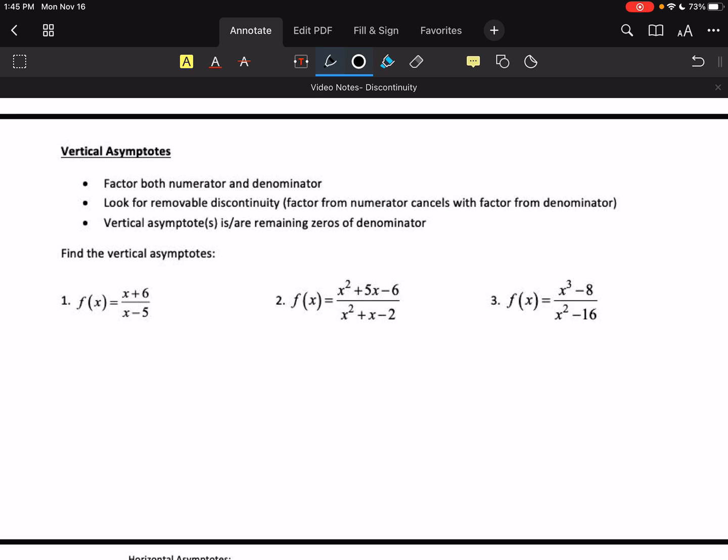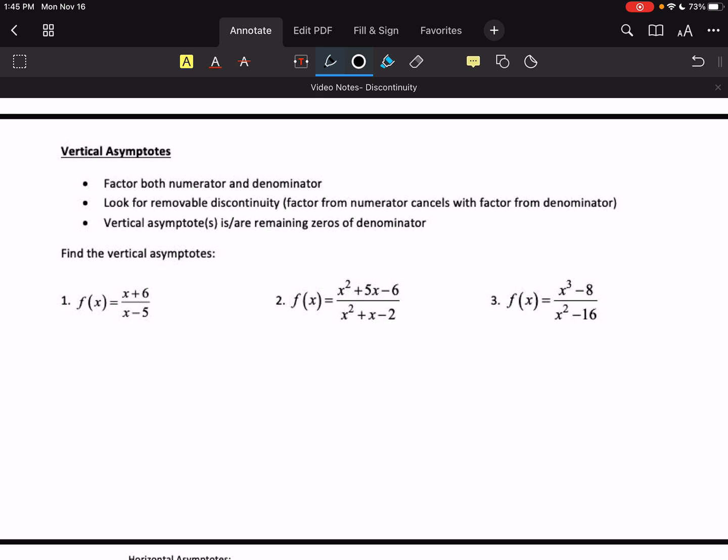Factor everything. That's always going to be our first step for all of these types of problems. We're always going to start by factoring. Once we factor, I'm going to cancel anything that I can get to cancel. So look for those removable discontinuities first. Then, if I have anything left in my denominator, that's where the vertical asymptotes come from.